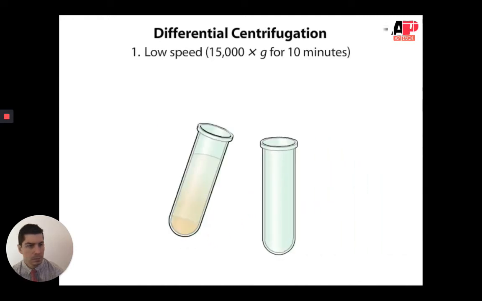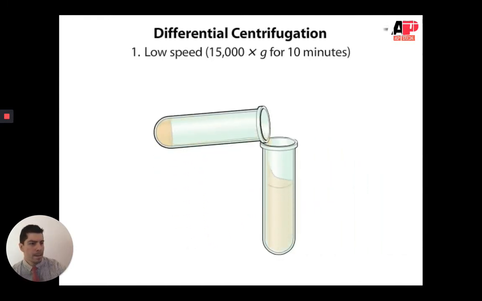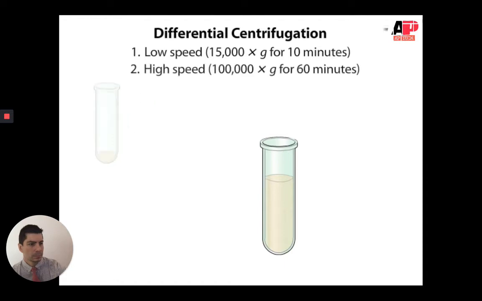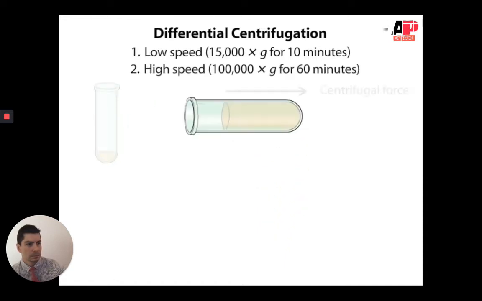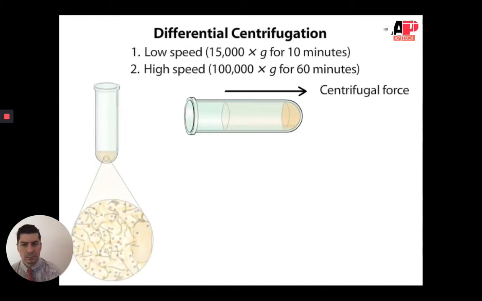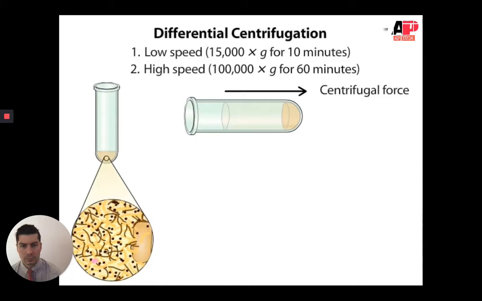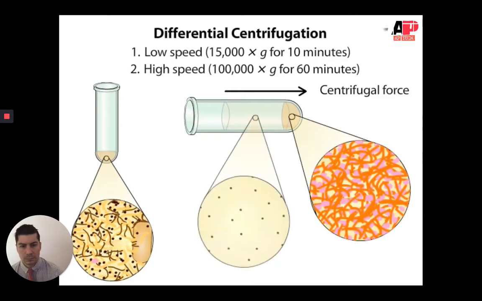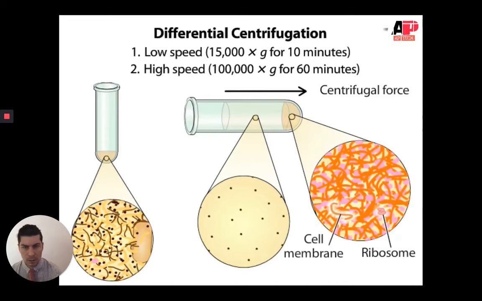The components of the supernatant can be separated further by a second spin at a high speed, this time providing a force of 100,000 to 150,000 times the force of gravity for 60 minutes. Again, the materials with the greatest size and density move fastest to the bottom of the tube. Ribosomes and membranes sediment under these conditions. Soluble enzymes do not. Instead, they remain in the supernatant.